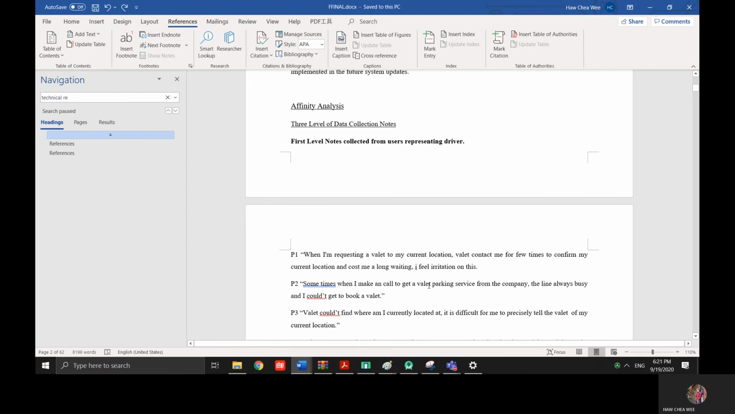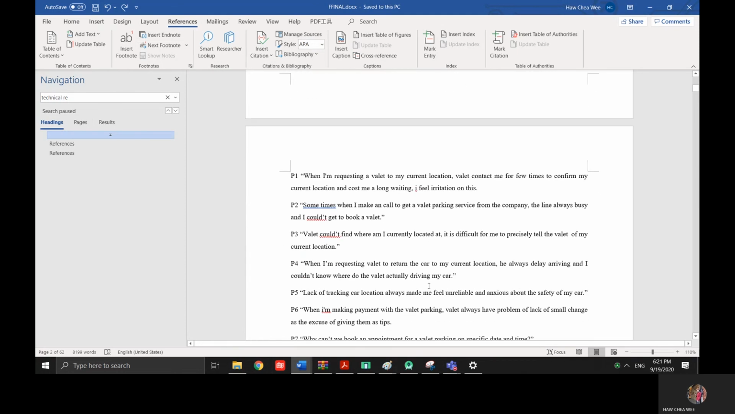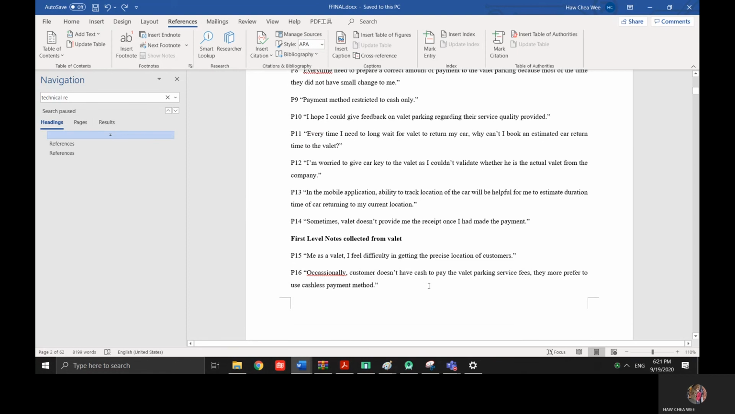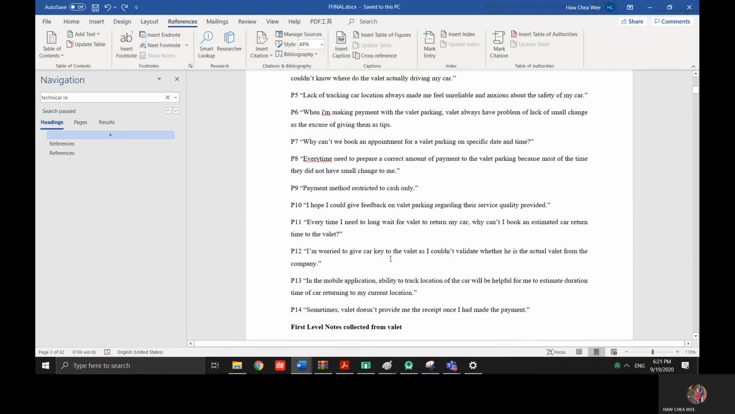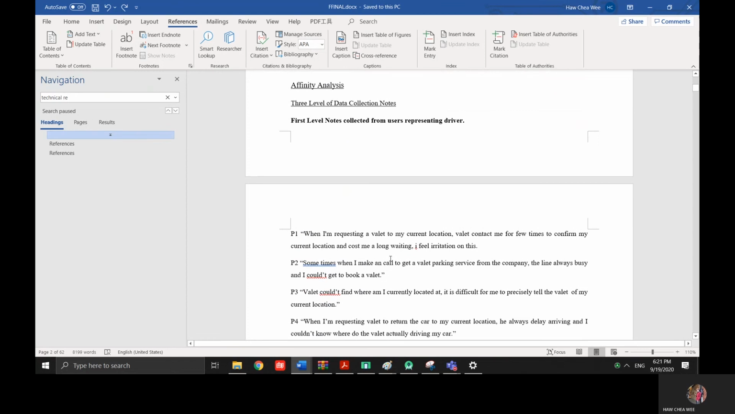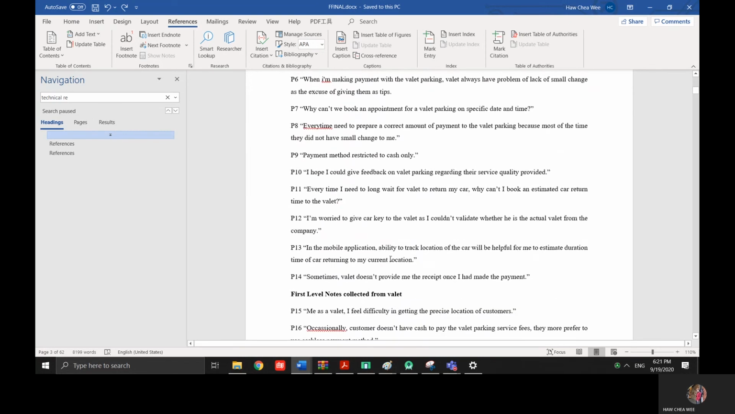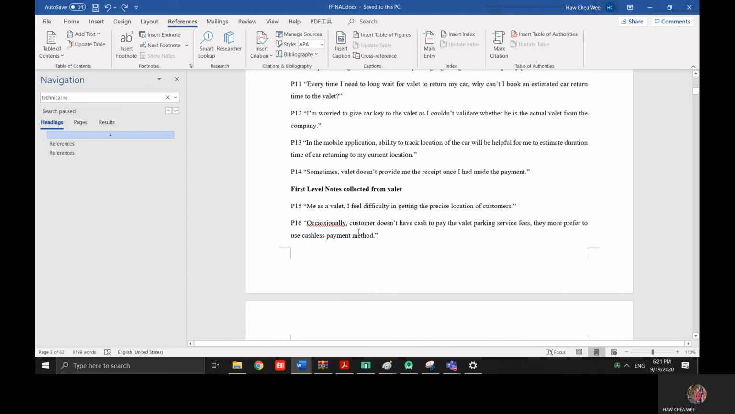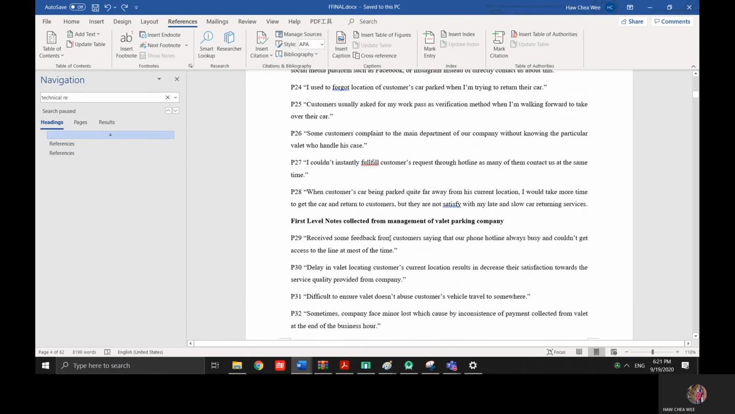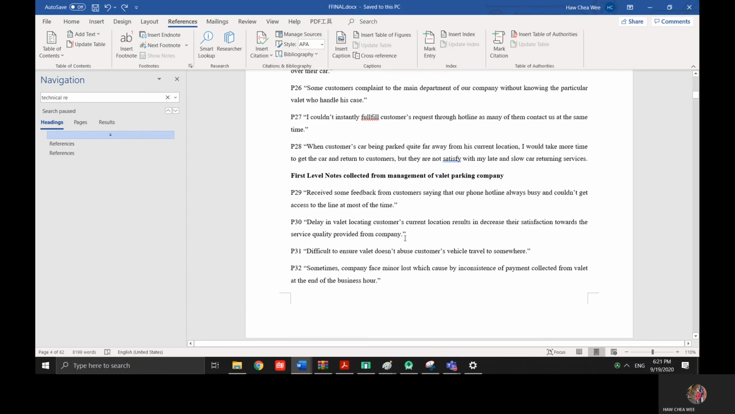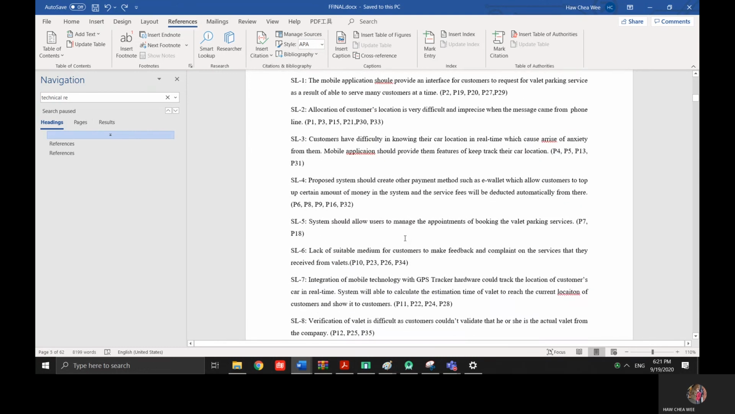So for the affinity analysis, we have 3 levels. The first level will represent the user, which is the driver. There are 3 levels. So there are 3 types of users involved, which are the user who represents the driver, the staff who represent the valet, and the company who represent the valet parking service company. So here is the first level collected from the user customer, the first level collected from the valet, and the first level collected from the management of the valet parking company.